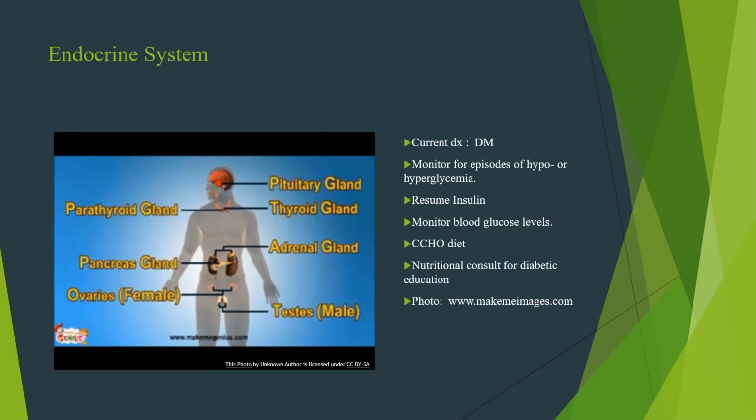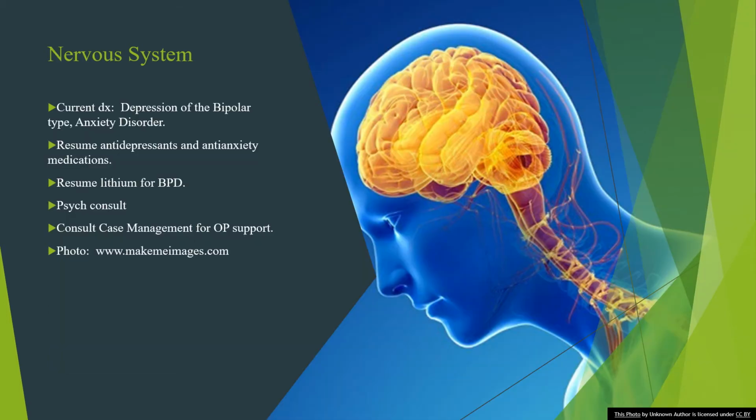The endocrine system, now due to his diagnosis of diabetes, we are going to monitor him for episodes of hypo or hyperglycemia and renew his insulin per the hospital protocol in the ICU while we maintain his blood glucose levels. We are going to put him on a concentrated carbohydrate diet, which is recommended by the American Diabetic Association, and we're going to get a nutritional consult for diabetic education.